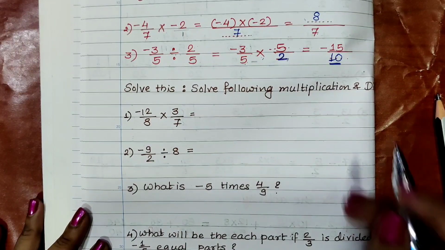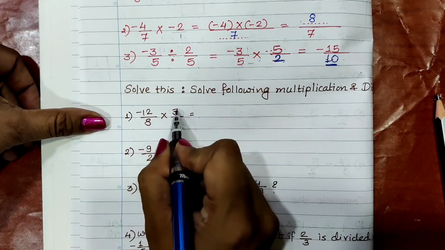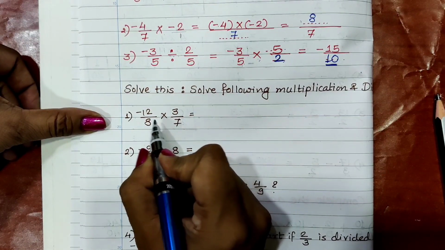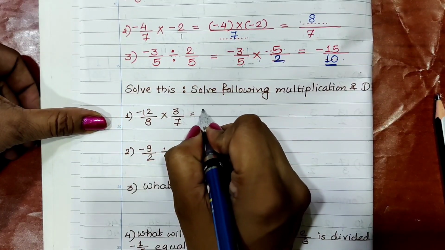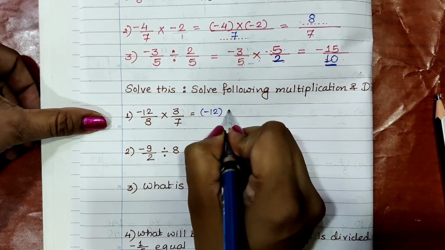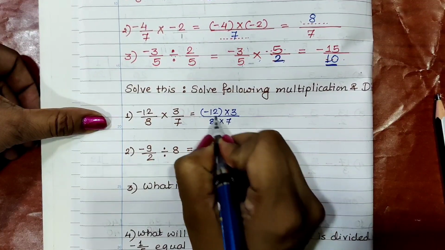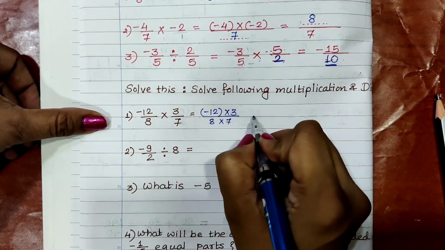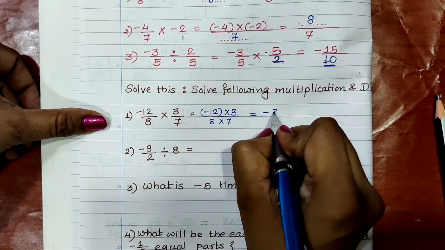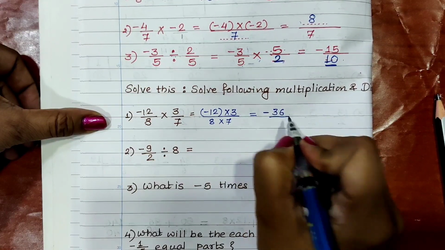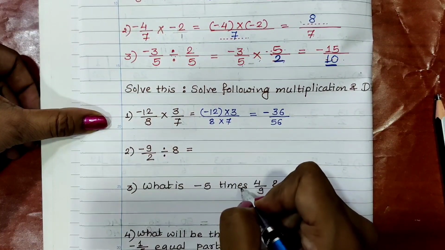Solve the following multiplication and division. So here two rational numbers are there. There is a multiplication sign. That means what we have to do? Multiply numerator with numerator and denominator with denominator. I will be writing the first step of multiplication. Minus 12 multiplied by 3 upon 8 multiplied by 7. Numerator with numerator, denominator with denominator. What is minus plus? Sign will be minus. And 12 threes are 36, and 8 sevens are 56. In this way you can get the answer.